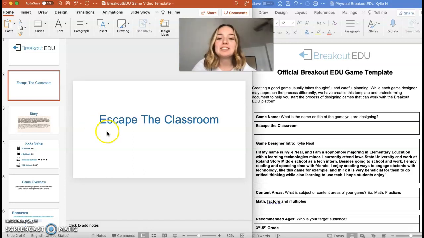my game is titled Escape the Classroom. So the students will have to find the clues to unlock the box. It'll have 4 locks on it. And inside the box, if they unlock it completely, has the key to escape the classroom. So they are trying to figure out how to not only break out of the box, but also to break out of the classroom, which makes it a little bit more exciting and fun.